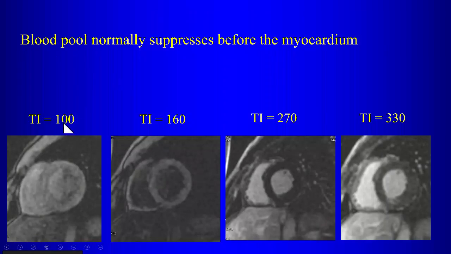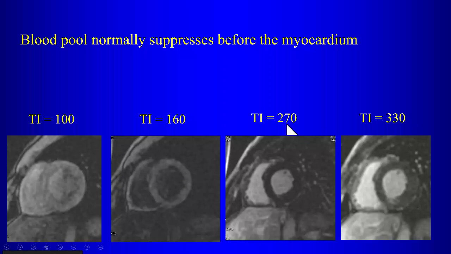So here are some examples. Here's an inversion time of 100. The myocardium is still bright. It's not dark. Inversion time of 160 milliseconds. It's getting darker, but not quite there yet. Here in this patient, an inversion time of 270 seems to be just right. Now we get really nice suppressed myocardium. And then when we go greater than that, an inversion time of 330, the myocardium is getting brighter again.